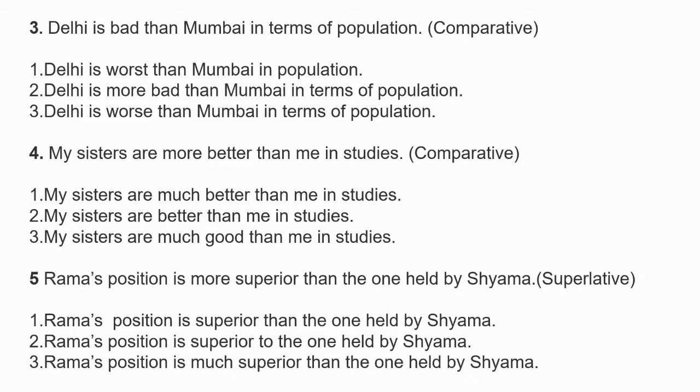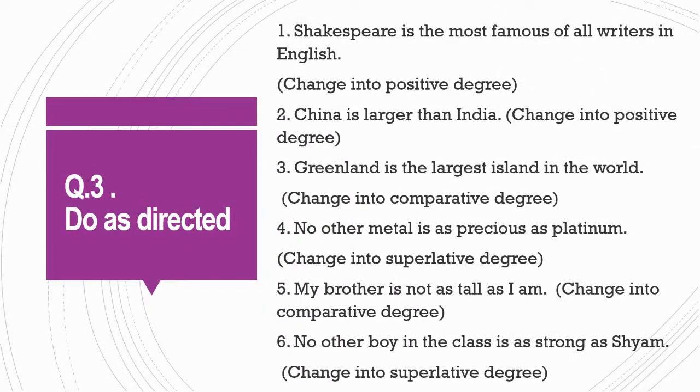Question number 3. Do as directed. First, Shakespeare is the most famous of all writers in English. Change the sentence into positive degree. China is larger than India. Change the given sentence into positive degree. Greenland is the largest island in the world. Change the given sentence into comparative degree.